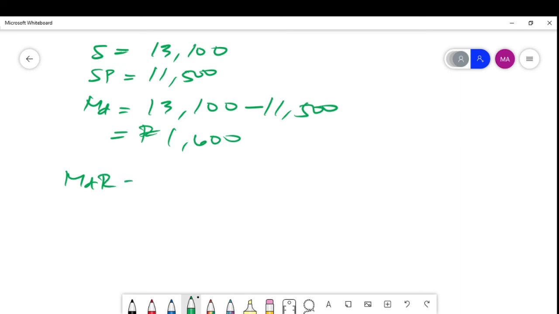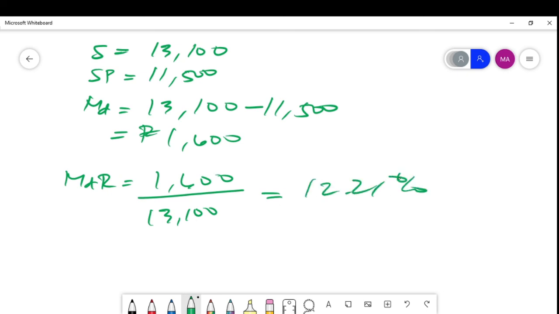The markdown rate will be 1,600 pesos divided by the original selling price of 13,100 pesos. So the markdown rate will be 12.21%.